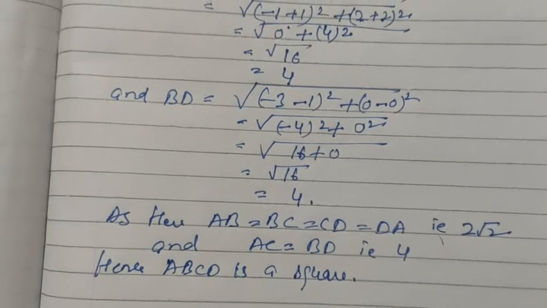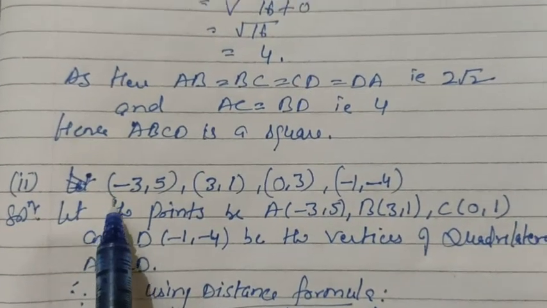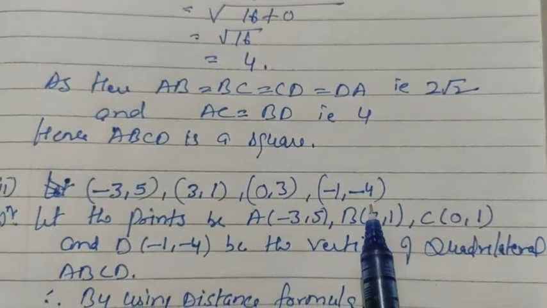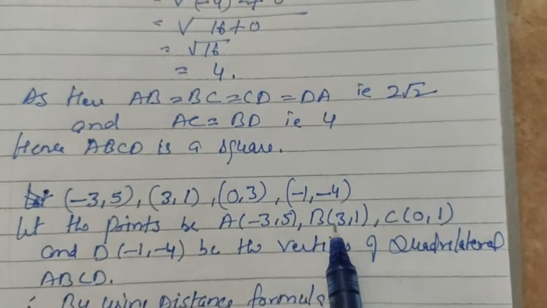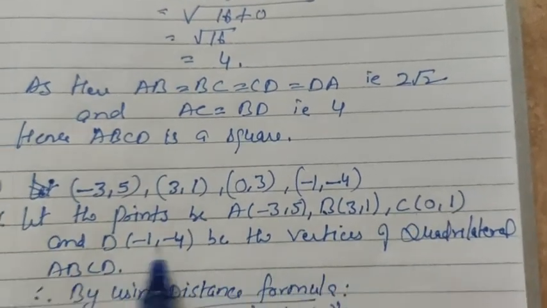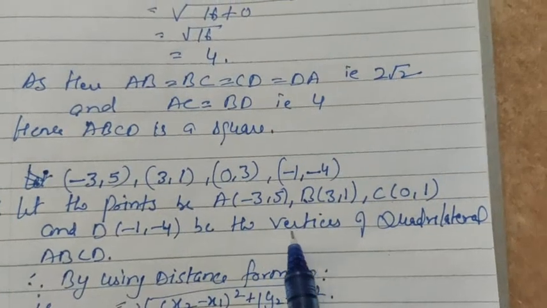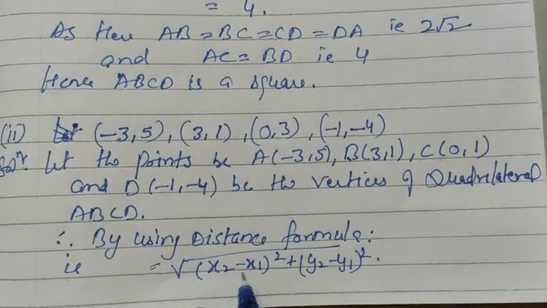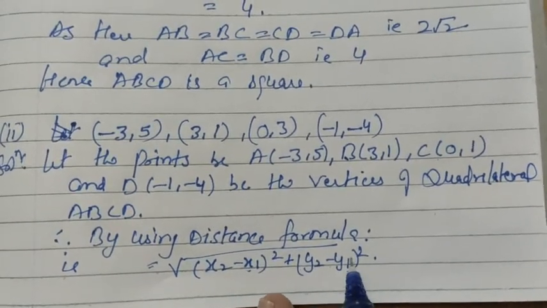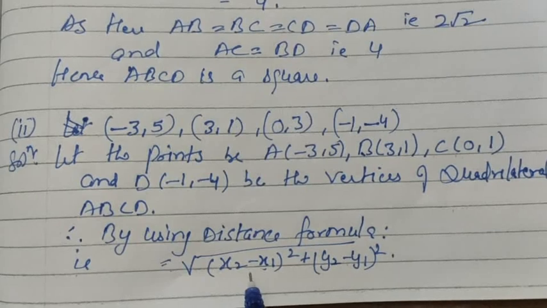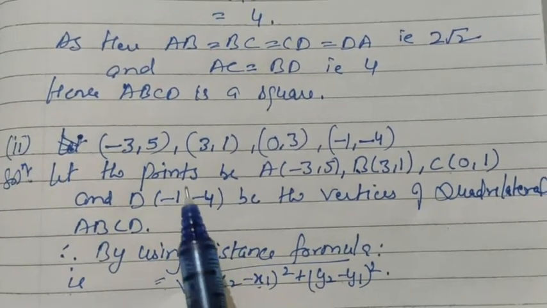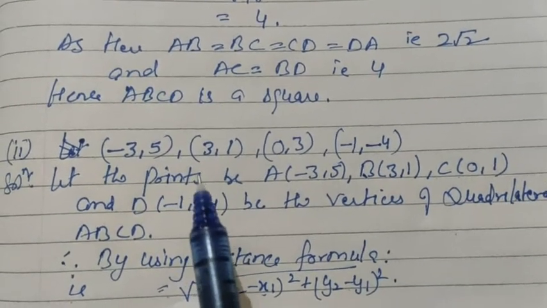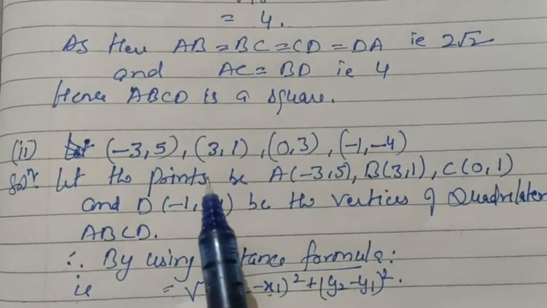So pause the video and note it down. In the next part, the given points are minus 3, 5, 3, 1 and 0, 3 and minus 1, minus 4. Let the points be A minus 3, 5, B 3, 1, C 0, 3 and D minus 1, minus 4 be the vertices of quadrilateral ABCD. So by using the distance formula, that is the square root of x2 minus x1 whole square plus y2 minus y1 whole square, we will use this distance formula to find all the sides and two diagonals and to check whether the given quadrilateral is a square, rectangle, parallelogram or rhombus.